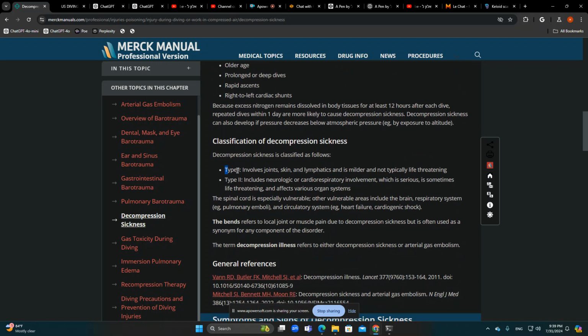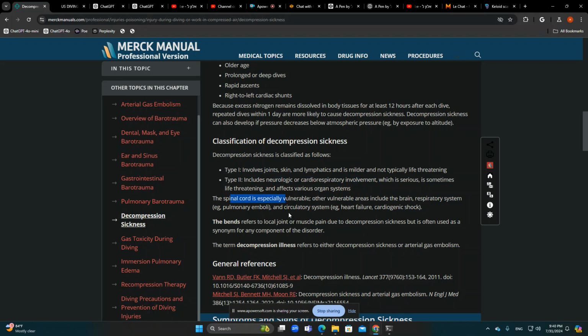Okay, so decompression sickness has two types. Type 1 is much less severe, and type 2 is much more severe. Type 1 involves joints, skin, and lymphatics, and mostly causes things like painful joints or skin, mostly in the shoulders and elbows. Type 2 is much worse. It can cause neurological complications and cardiorespiratory involvement. You will see the chokes, which can be a very severe complication in the respiratory system.